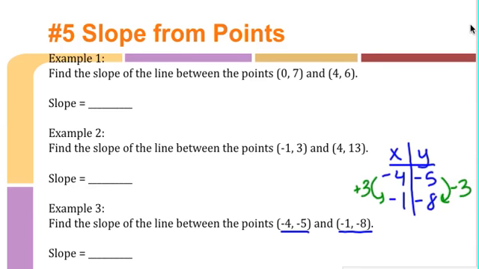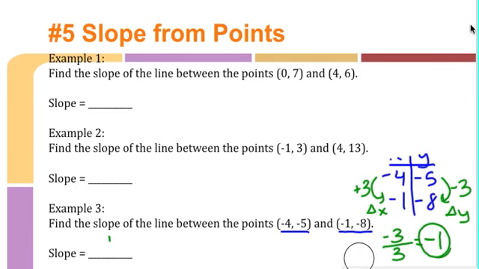So then I'm going to say it's the change in y, which is over here, over the change in x. So negative 3 divided by positive 3. Negative divided by a positive is a negative, and 3 divided by 3 is 1. So the slope is equal to negative 1.